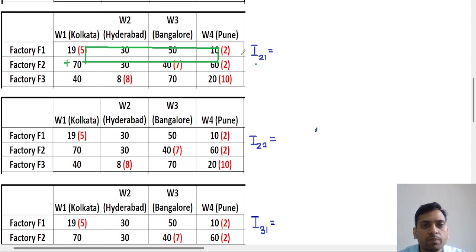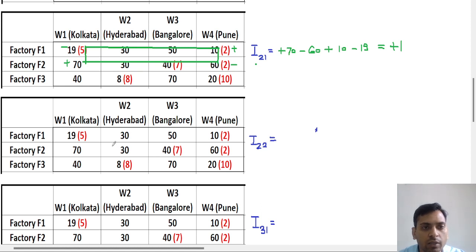So this point is plus, this point is minus, this point is plus, this point is minus. So again incremental cost is plus 70 minus 60 plus 10 minus 90. Now the summation is what? 70 plus 10 is 80. 80 minus 79. This is plus 1.